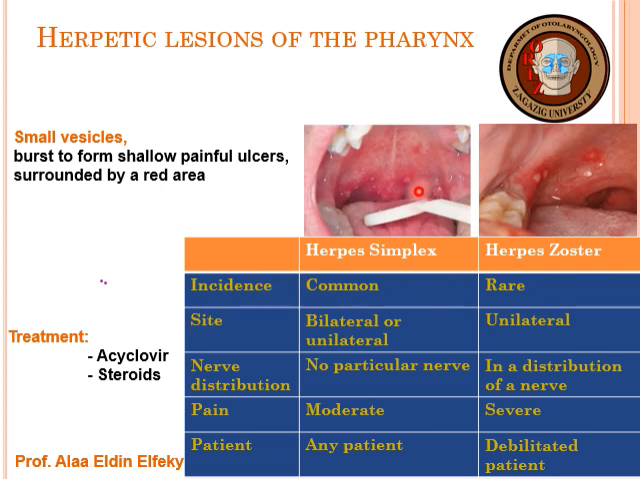The incidence in herpes simplex is very common; in herpes zoster it is rare. The site in herpes simplex may be bilateral, unilateral, or anywhere, but in herpes zoster it is usually unilateral. Herpes simplex does not follow any nerve distribution, but herpes zoster usually follows a nerve distribution, here a branch of the glossopharyngeal nerve. The pain is moderate in simplex, but very severe in zoster. Patients may be young, middle-aged, or old, but the special patients are debilitated patients with lowered immunity. The treatment is acyclovir and steroids.